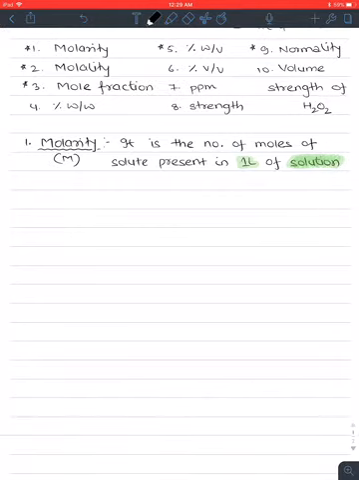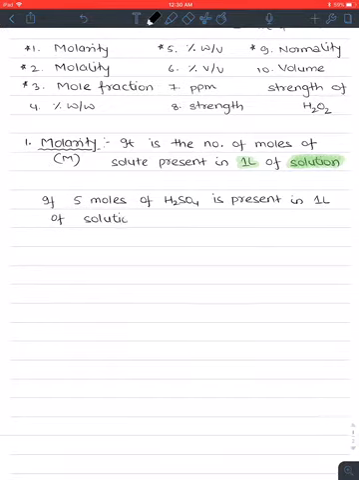Just for example, if 5 moles of H2SO4 is present in 1 liter of solution, then the molarity of the solution will be equal to 5M. It is represented as 5M. 5M means 5 moles of H2SO4 is present in 1 liter of solution.